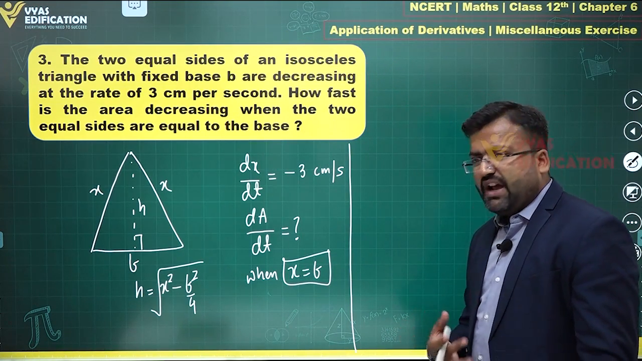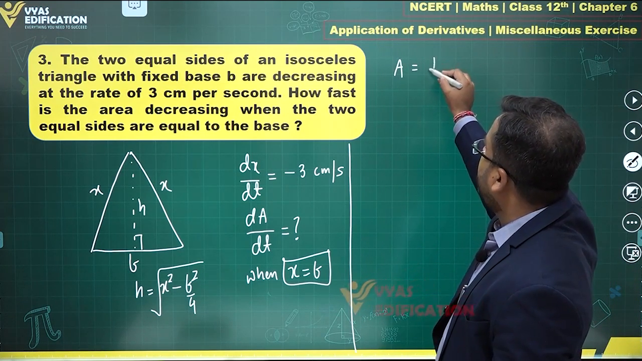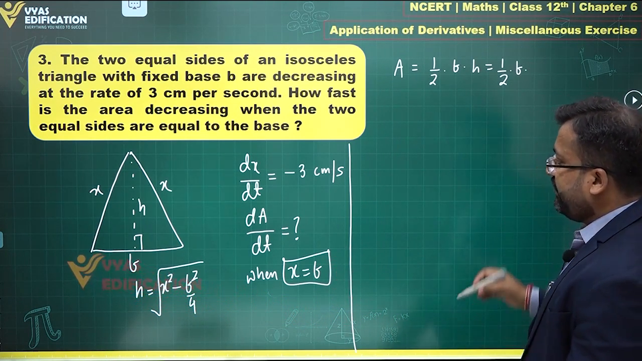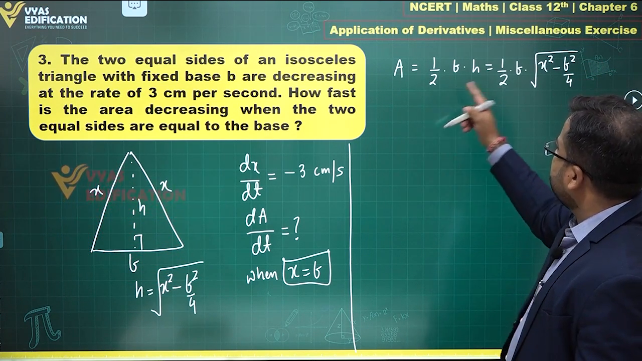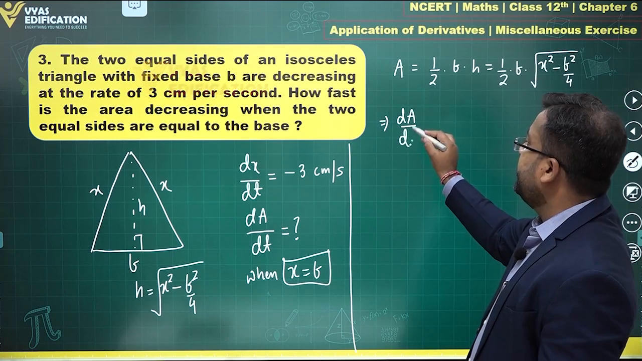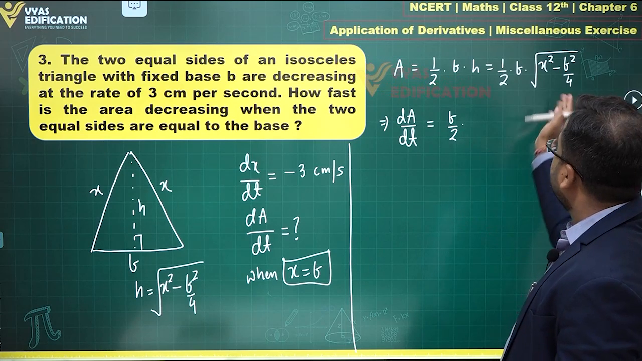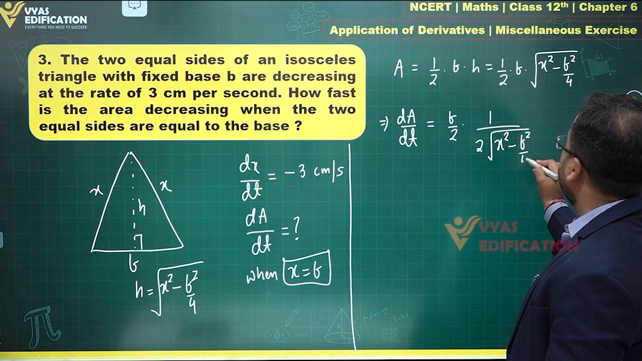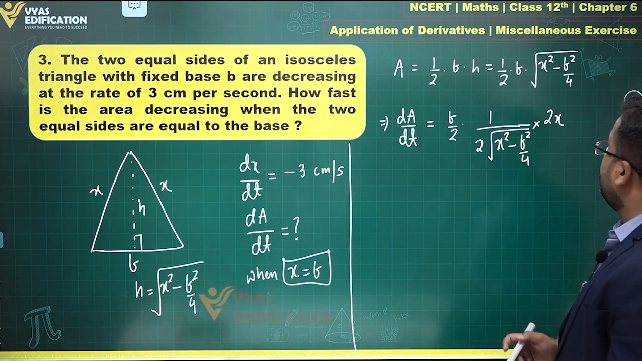And for dA by dt we'll have to differentiate, once we write area in terms of x. So area is equal to half base into height, which is b by 2 times under root of x square minus b square upon 4. Now this area has been written in terms of x, and I can differentiate easily. Differentiating with respect to time, dA upon dt is equal to b by 2, which is a constant, times 1 upon 2 under root of x square minus b square upon 4, times the derivative of x square, which is 2x. B square upon 4 is a constant.